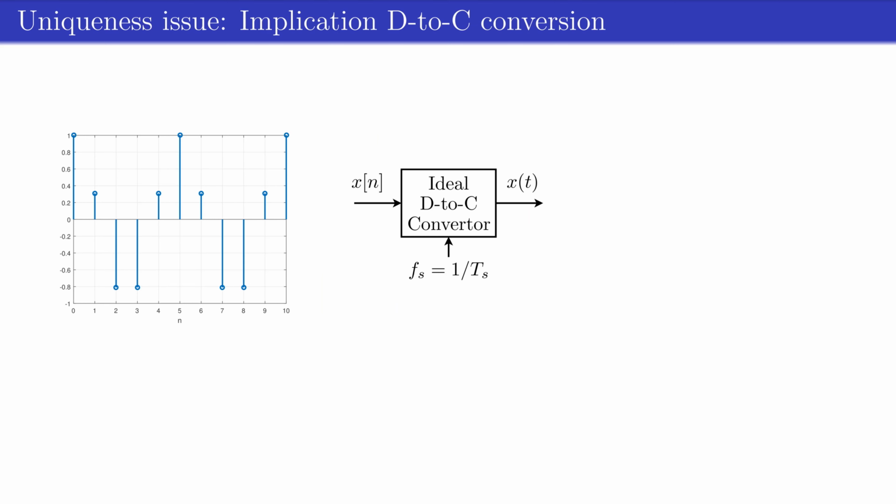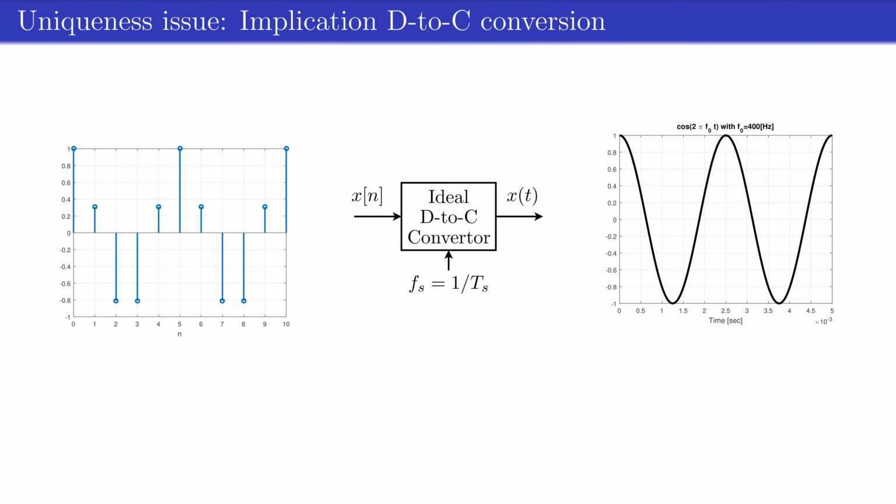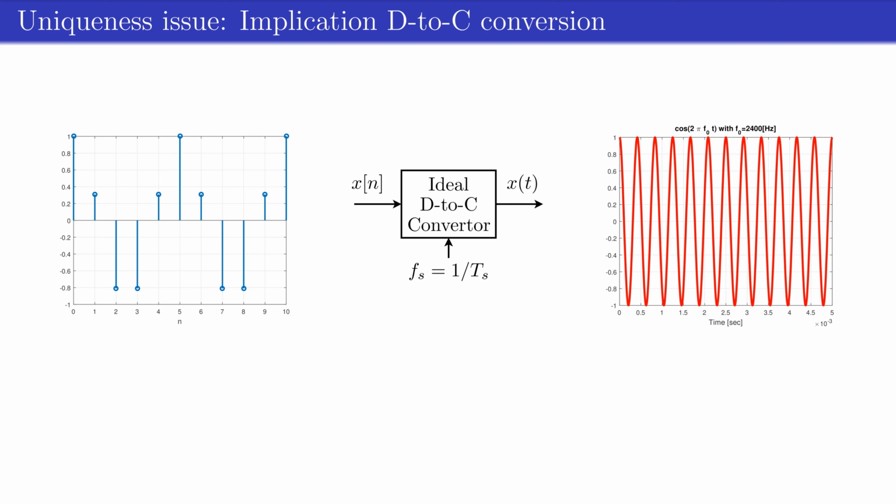This uniqueness issue has the following implication when converting the discrete time signal samples back into the continuous time signal, since the same set of samples can be converted to the 400 Hz signal or to the 2400 Hz signal. This uniqueness issue has to be solved. For this, we will first give a frequency domain interpretation of the uniqueness issue.